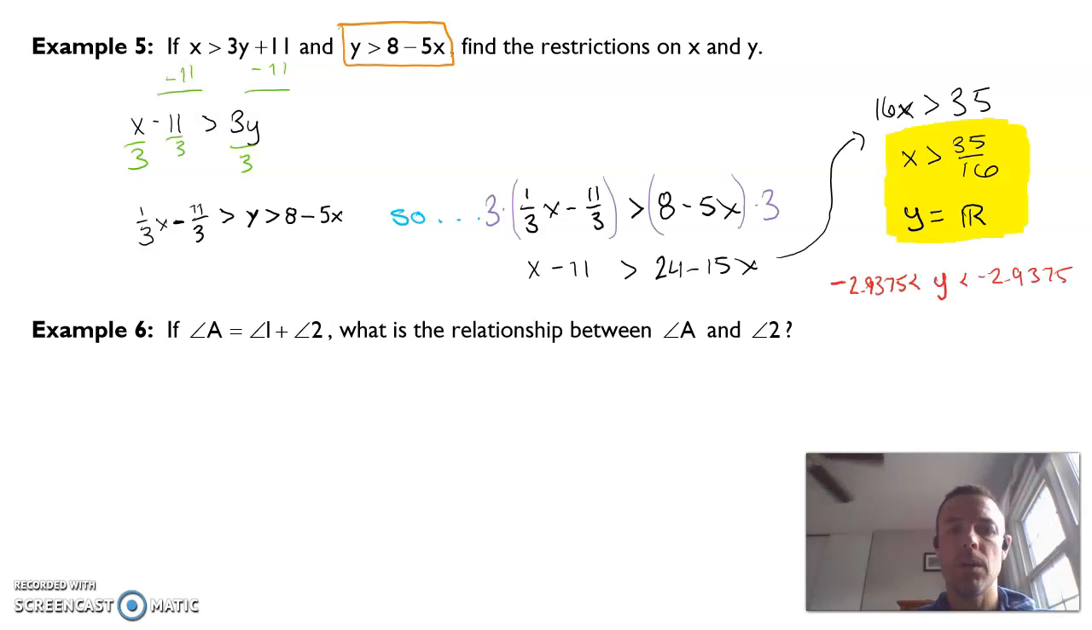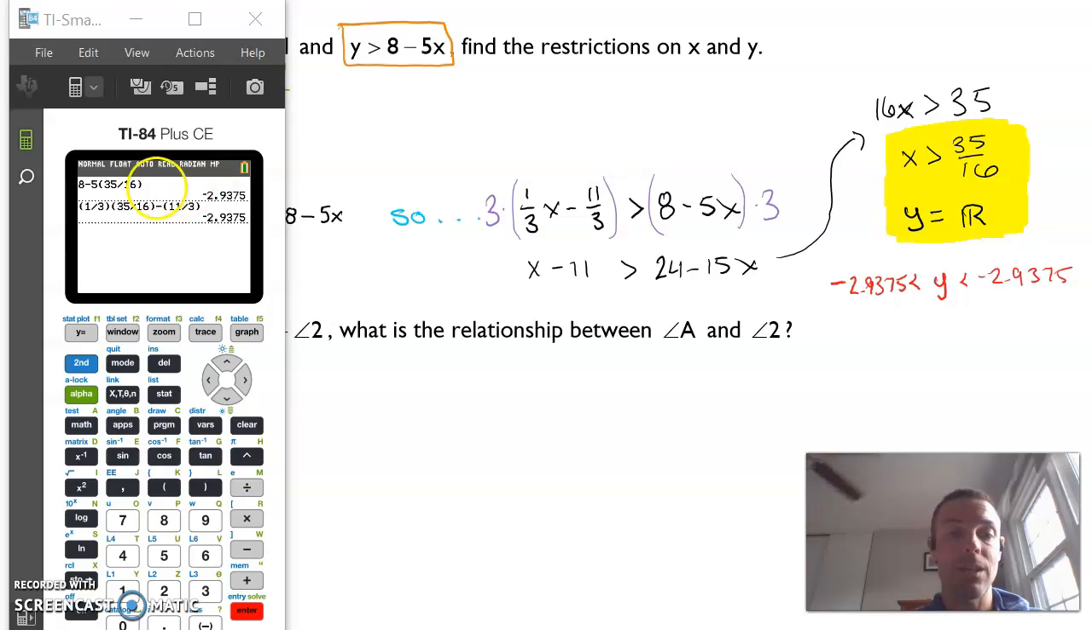So from here, if we multiply both sides by 3, we don't change the inequality relationship. Solve for x. We know that our x value has to be greater than 35/16, which means if I substitute that back in, the y value has to be greater than negative 2.9375 and at the same time less than that. Now we're going to say this is all real numbers, because if it's greater than and less than the same number, the only time it would have been equal to that number is if x was equal to 35/16. X can't be 35/16 because it's not equal to. Y is all real numbers.